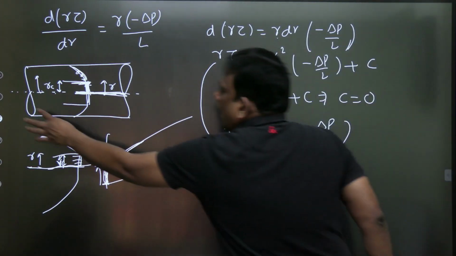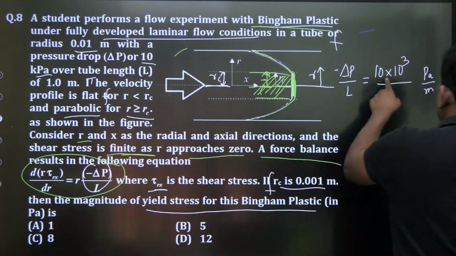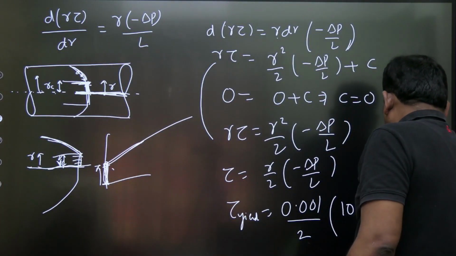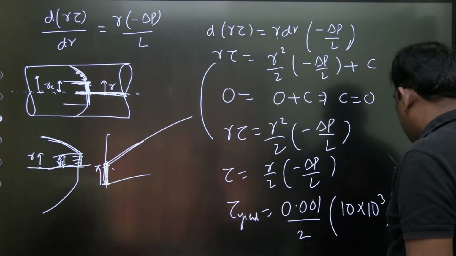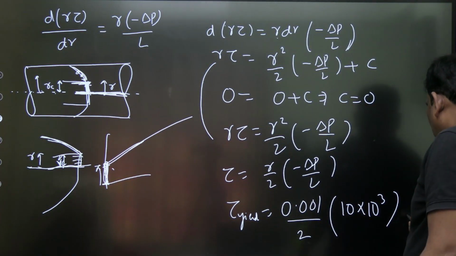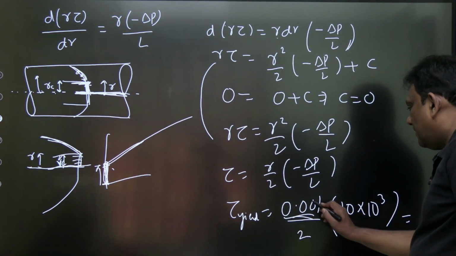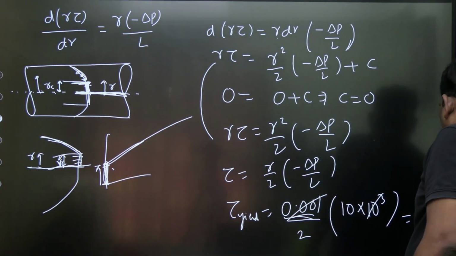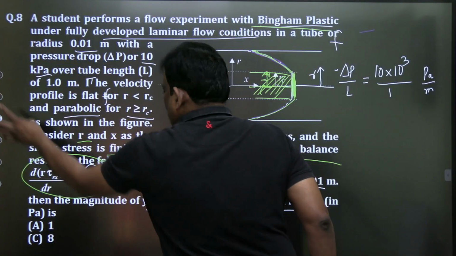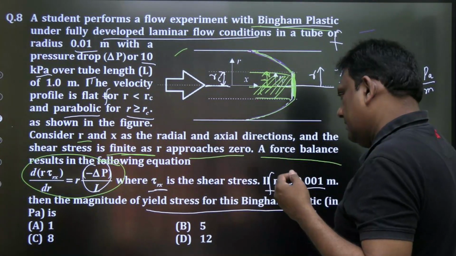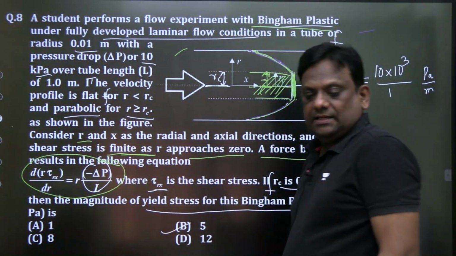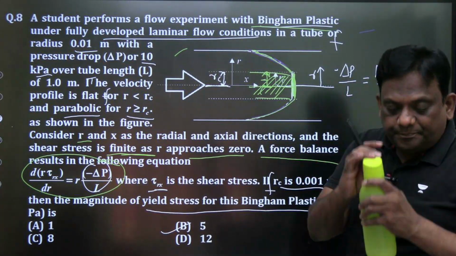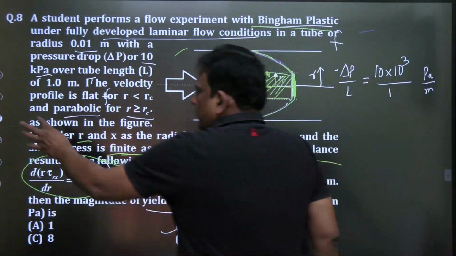by L. Already I know the value of delta P by L. How much is this? 10 into 10 power 3. Already delta P by L is done. So here 10 power 3. I think you are getting this, 0.001 is 10 power minus 3, and 10 power 3 gets cancelled. 10 by 2, I think 5 Pascal. The answer is 5 Pascal. Yes, this is the right answer, and this is a very good question. Okay, now let's move to the next question.